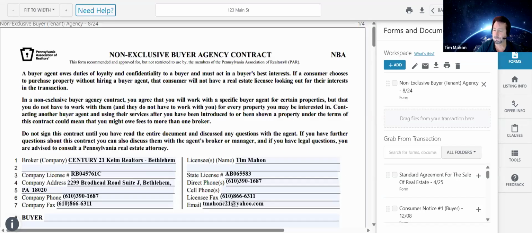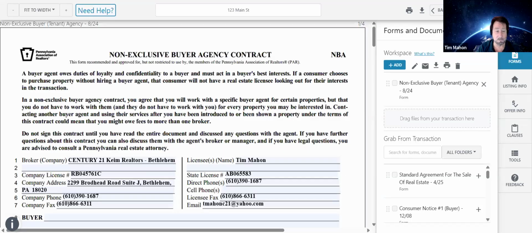You've got to get a non-exclusive signed before you can show them the property, and you should have the consumer notice with you as well. So many times I've just printed out both forms and had them with me when we met. We've got our cars both in the driveway, we're about to go open a lockbox, and we say, "We've got a couple of housekeeping things to take care of first." It's exactly how I say it. So before I can show you the property, you have to officially hire me.